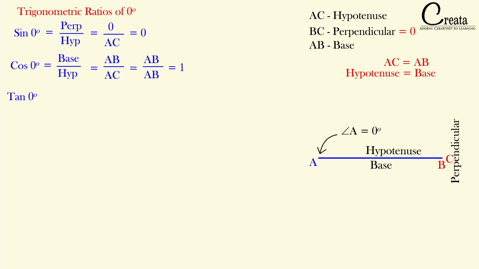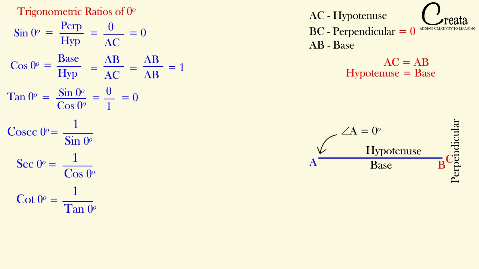Let's find tan 0 degree. Tan is basically sine upon cos. Tan 0 degree is equal to sine 0 degree upon cos 0 degree. Sine 0 is 0 and cos 0 is 1. So we got tan 0 degree equal to 0. Okay. Sine 0 degree is 0, cos 0 degree is 1, tan 0 degree is 0. Once we have sine, cos and tan, we can easily find cosec, sec and cot using the reciprocal method.